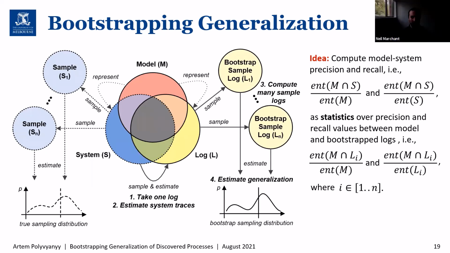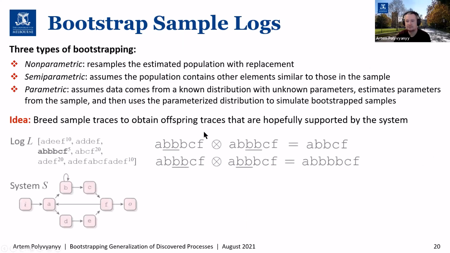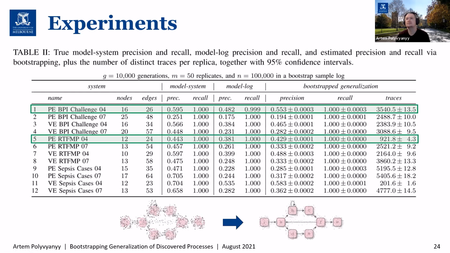Hi, Artem. I had a question about slide 24. Yes. I noticed that for all of the systems you tested here, the model-system recall was 1, perfect recall. Is there any reason why that might be the case? So if I understand correctly, that means the model is describing all of the traces supported by the system. That's correct.